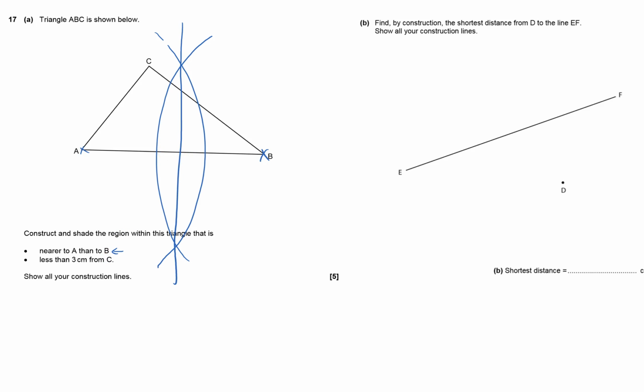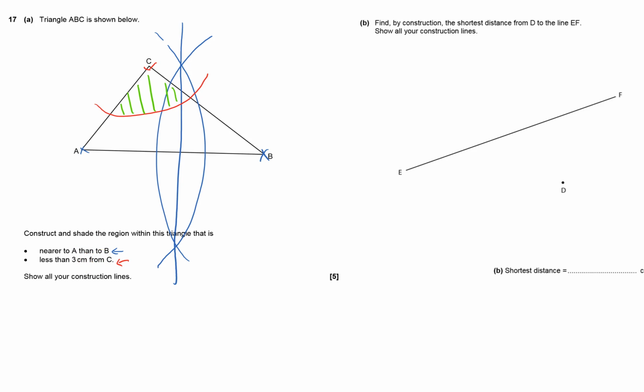So it's done that bit, and now in red, it's got to be less than 3 centimeters from C. So that means I've got to draw an arc which is 3 centimeters based on here, and that'll be around like that. So it's got to be inside of this red circle, and it's got to be nearer to A than to B, so it's got to be this side. So this is the shaded area where it fits those criteria.